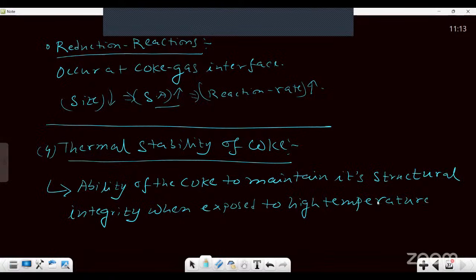If the coke does not have thermal stability, what is the problem that we will face? The main problem is that inside the blast furnace, the temperature is very high. So if it does not have thermal stability, this is really going to be a problem. A thermally stable coke does not crack, break, or disintegrate when it is heated for a long period of time. Right? So this is the thing.